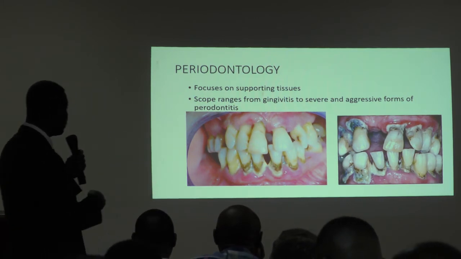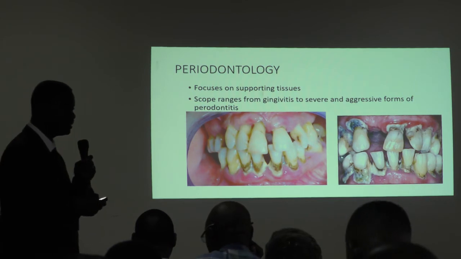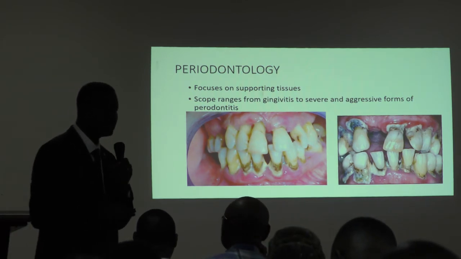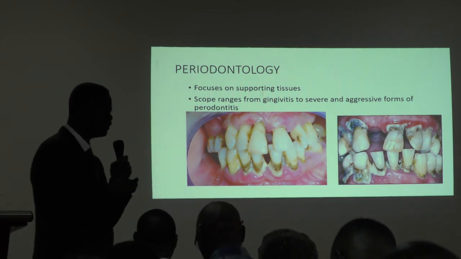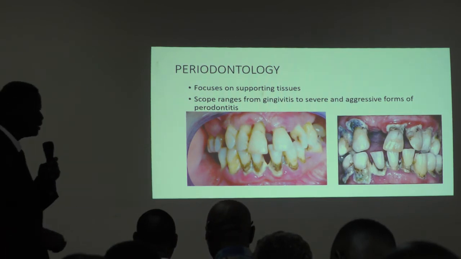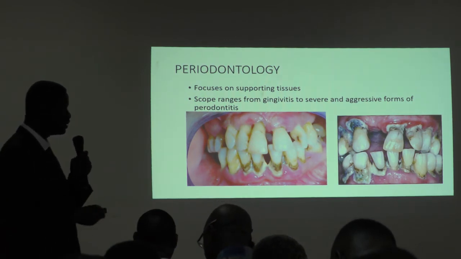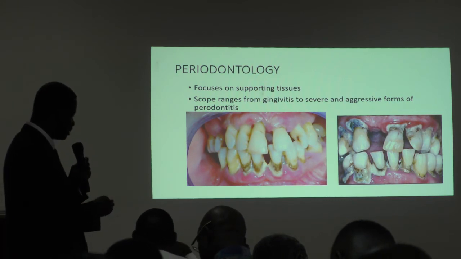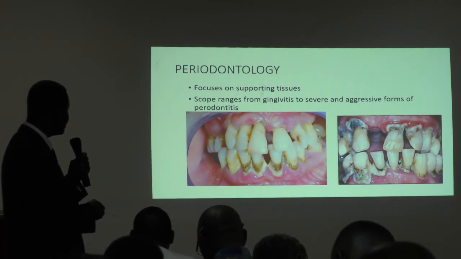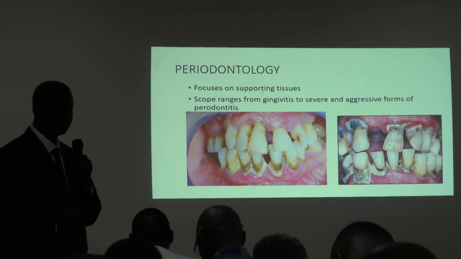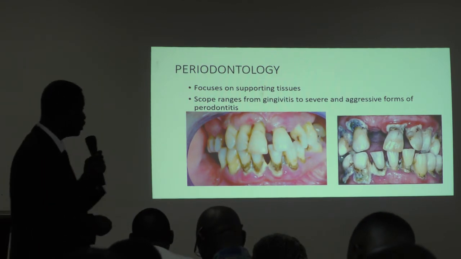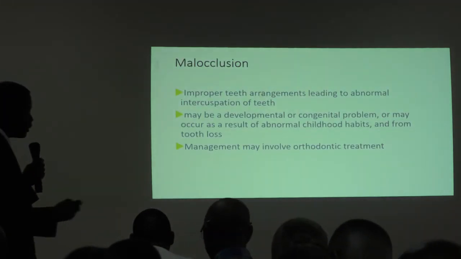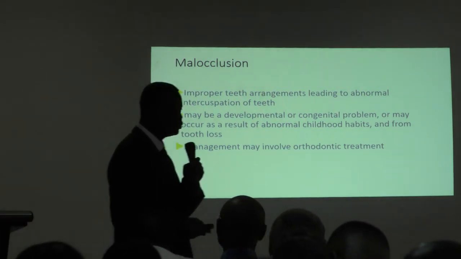And sometimes with these ones, we do what we call bone grafting. So we have advanced periodontal surgeries whereby they place artificial bone to support the tooth, using a form of surgery which is beyond the scope of this lecture. Okay, so these are serious periodontal diseases which we can intervene in by doing scaling and polishing. Now we go to molar occlusion.